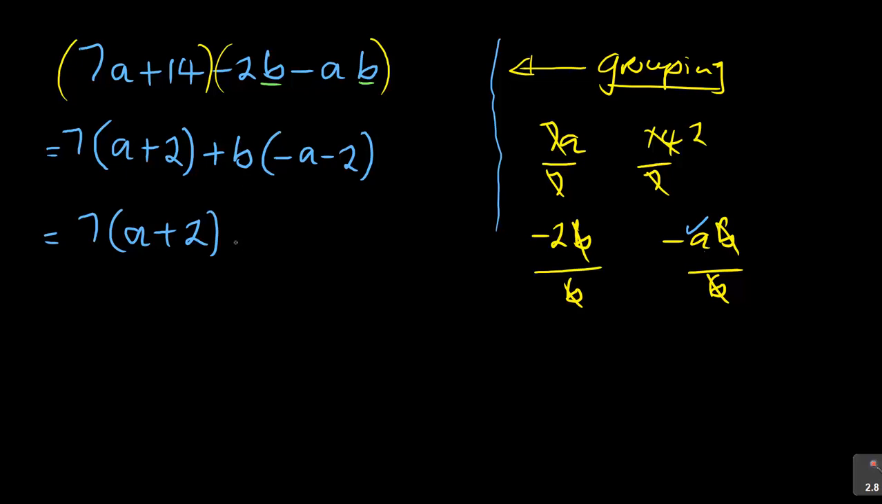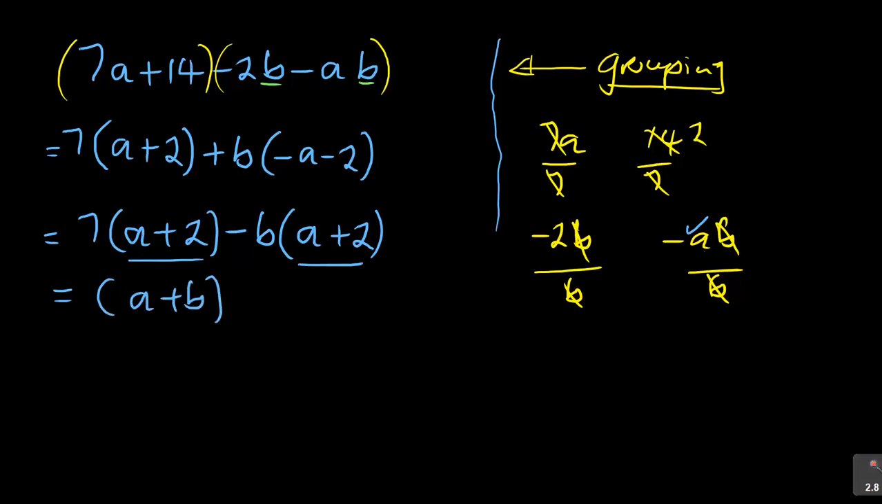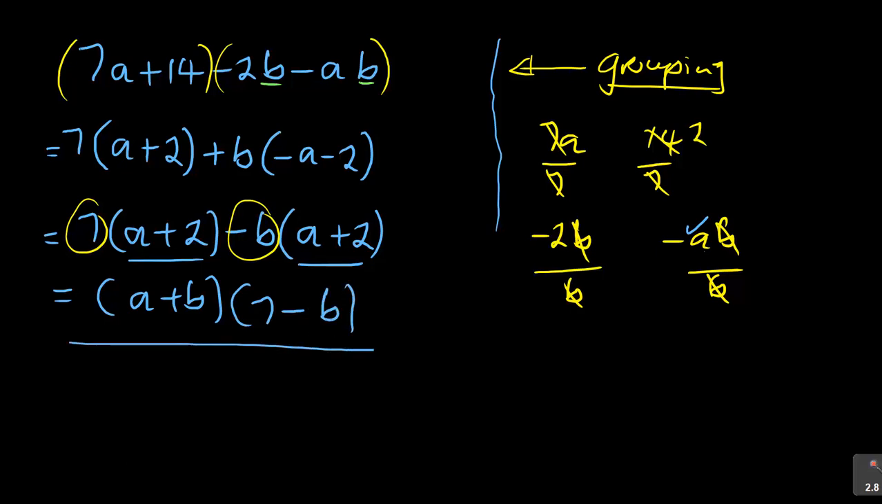The b was positive, the b becomes negative b. Then the a is negative, it becomes positive. 2 is negative, it becomes positive. That's what you're doing. In the end, look what happens. Then you write that bracket, a plus 2. Then outside the brackets, you have got 7 and minus b. That's what you write, as 7 minus b. This becomes your final answer, and that's how you can simplify this.